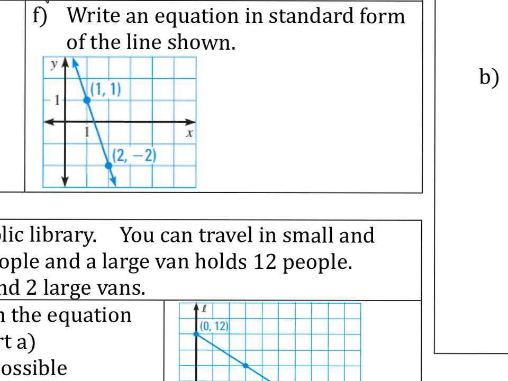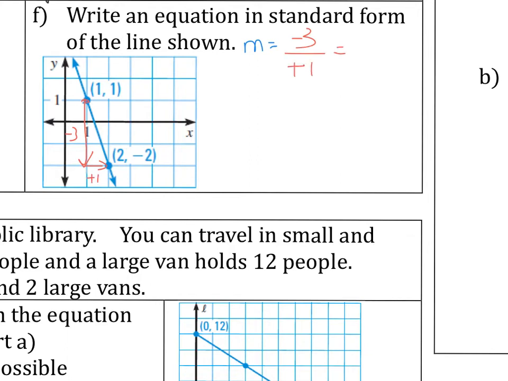Part F. Write an equation in standard form of the line shown. Okay, so first I need to determine the slope. You can either use the slope formula, or you can just read the slope from the graph. So I could start with this point, (1, 1), and then count 3 units down, so I know my change in y will be -3, and then 1 unit to the right, my change in x would be +1.